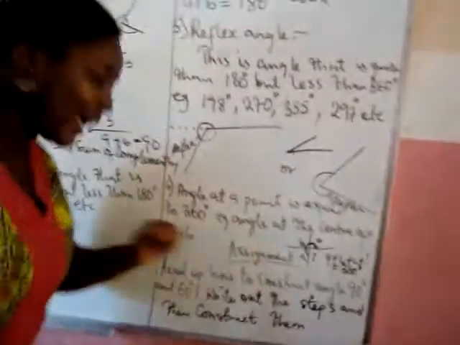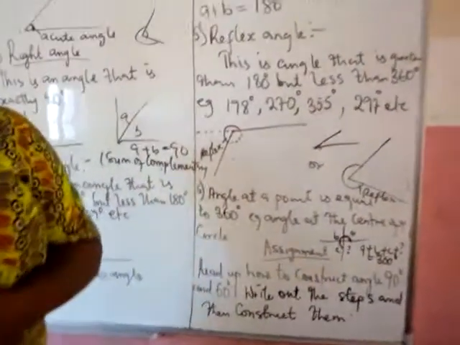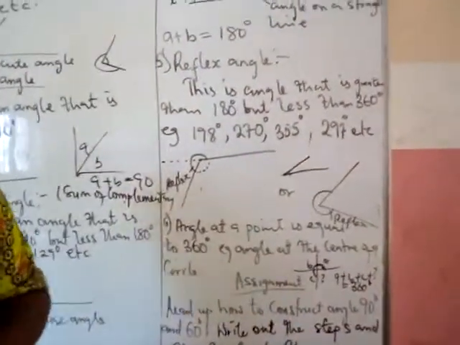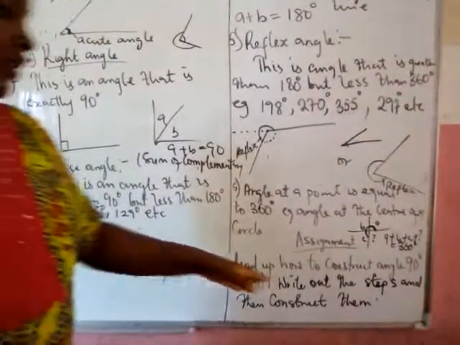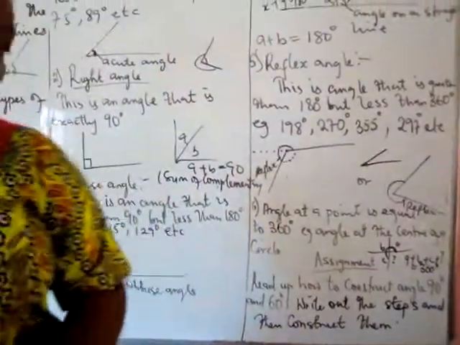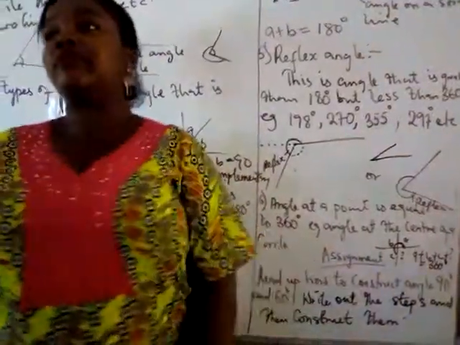Thank you. The assignments. Next topic, we'll look at how to construct angle 60 and 90. So read up how to construct angle 60 and 90 degrees. Write down the steps in constructing them, then construct them and submit.